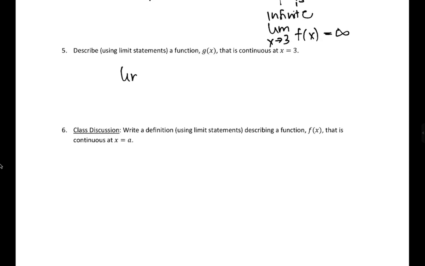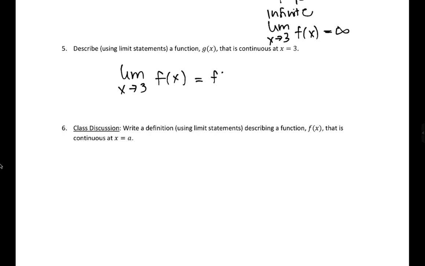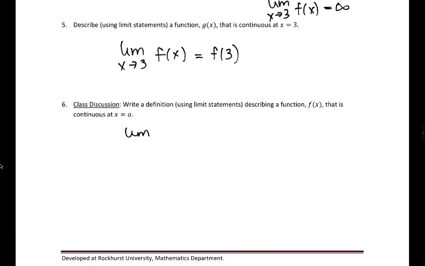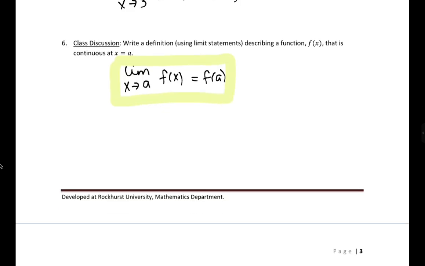So I need the limit as x approaches 3 of the function to exist from the left and the right, to be the same thing, and the thing that it has to equal is the function value at 3. So this is the actual definition of what it means for a function to be continuous at the point x equals 3. And like I said, there's nothing too special about 3. If it was any other number, such as a, the function is continuous at x equals a if and only if the limit as x approaches a of f of x equals f of a. So this is our definition of continuity.